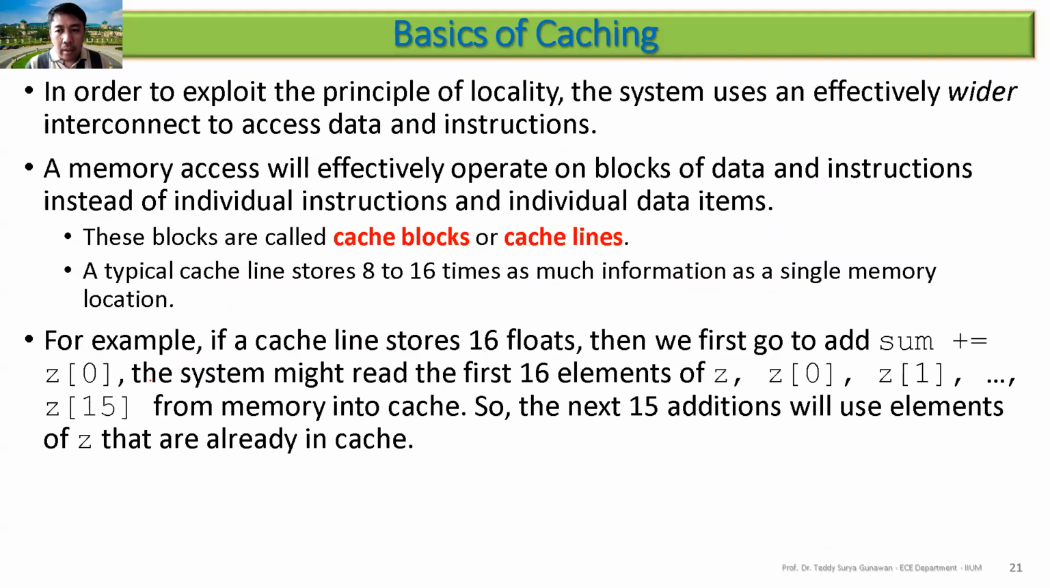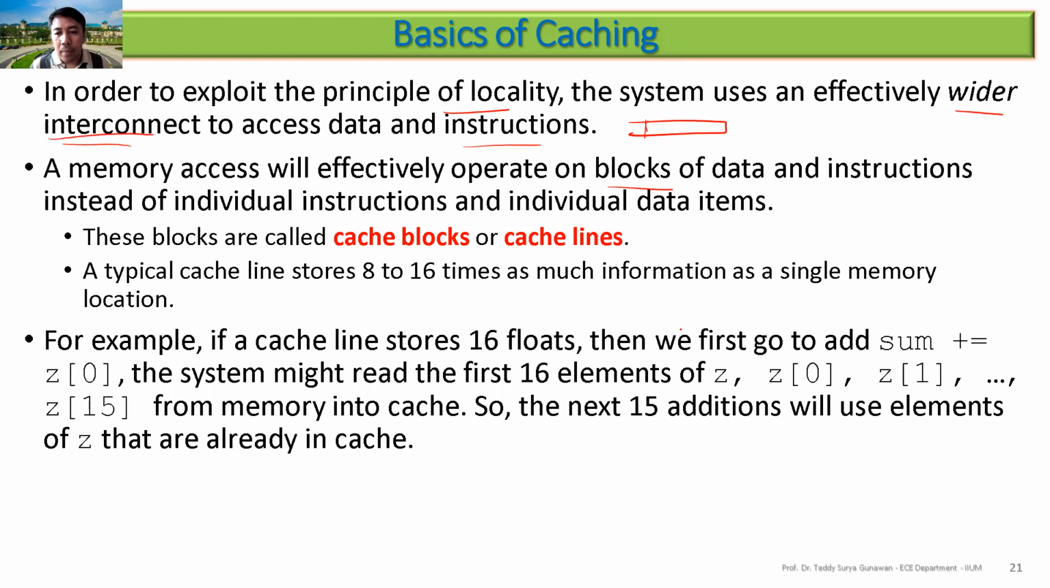Okay, so in order to exploit the principle of locality, the system uses an effectively wider interconnect to access data and instructions, and memory access will effectively operate on blocks. So rather than going one by one, one line at a time, you can read on the wider interconnects to access data and instructions. Instead of 1 bit, for example, you go for 8 bytes at a time, so you can load 8 variables at one time. Rather than reading one variable at a time, now you can read 8 variables at a time, but it needs a wider interconnect.